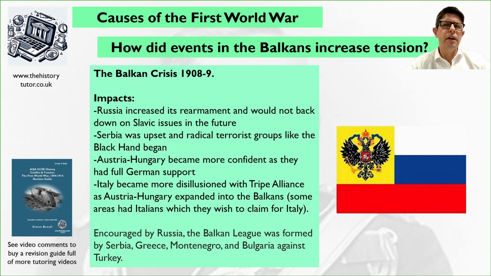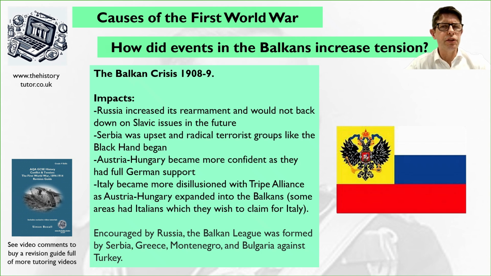Serbia was upset as well, and radical nationalist groups like the Black Hand emerged. In future, they'd be attacking the Austrians and Hungarians looking for independence for the Serbs. Austria-Hungary became more confident as well. They realised they had the full support of Germany, and also they just claimed a huge chunk of land. They were feeling more confident and powerful as a nation.